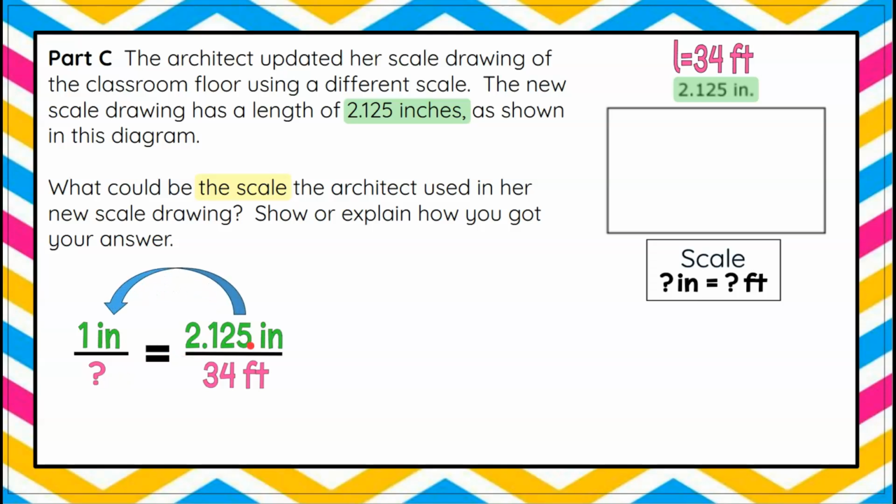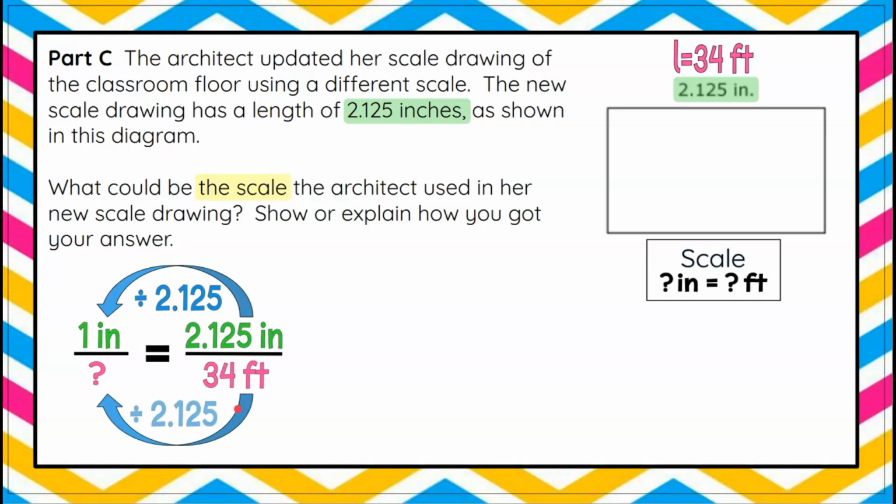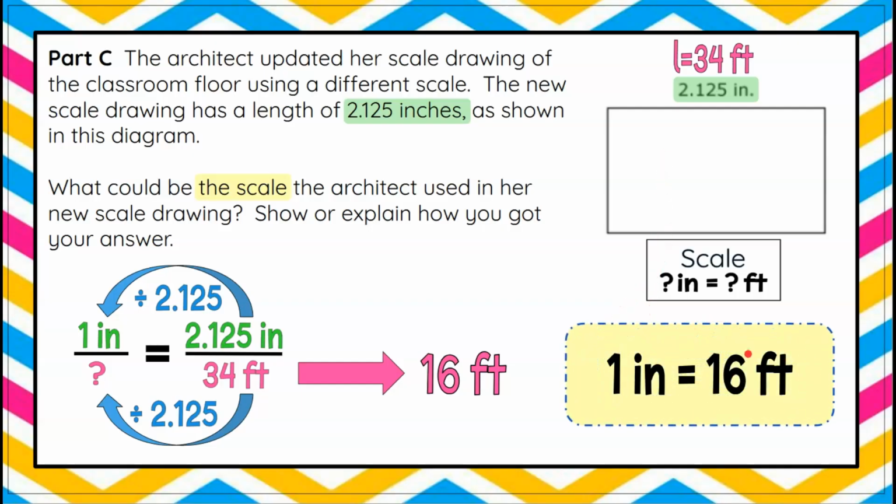So if we go from 2.125 to 1, we need to divide by 2.125. What I do to the numerators, I must do to the denominators. So 34 divided by 2.125, go ahead and put that in your calculator. I hope you agree with me that that is equal to 16 feet. So that means that in this scale drawing, 1 inch is equivalent to 16 actual feet in the classroom. So this is our scale.